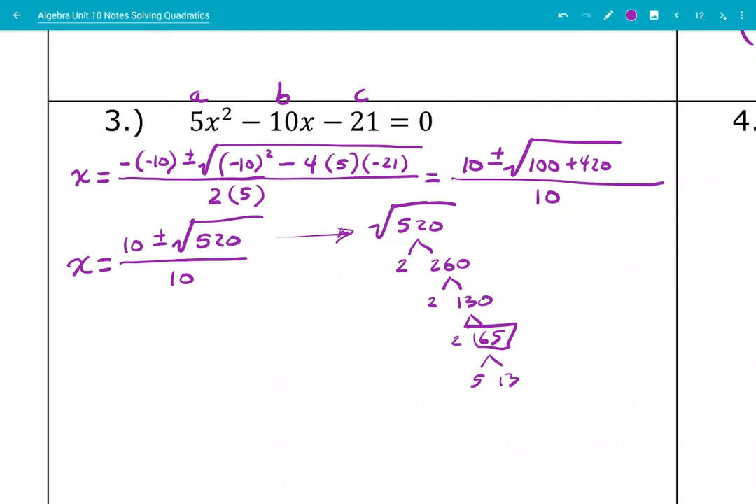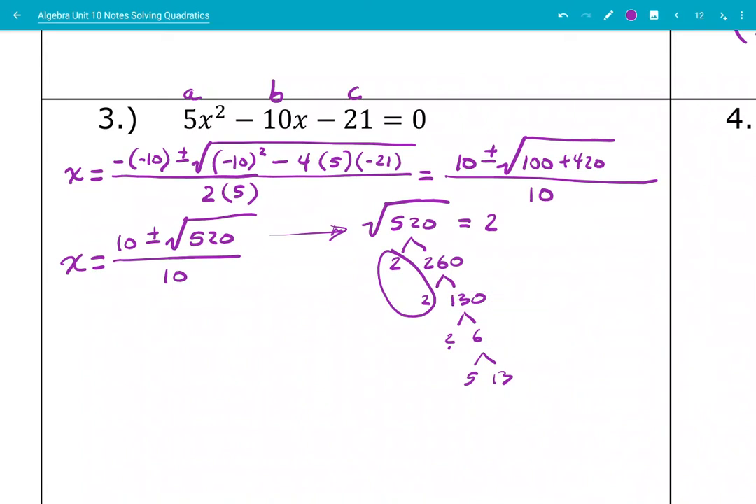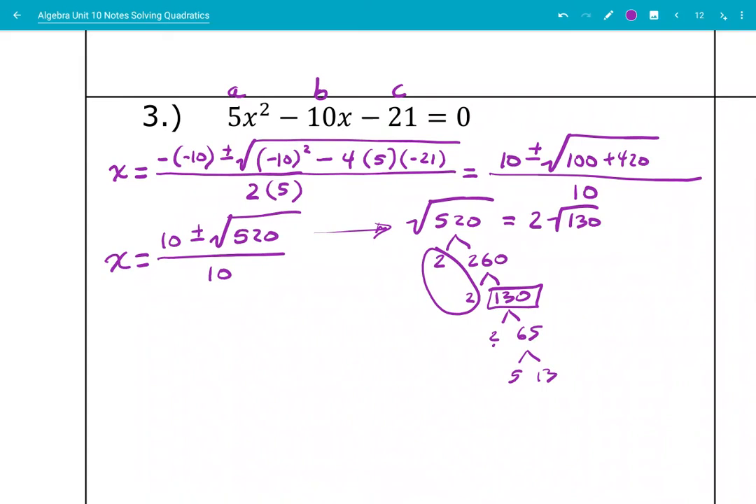And, well, here's a couple of 2's I can pull out. But I still have this one left over, so I have to go back up 1, so I have to use that. Whoops. Yeah, I need to use a 130, so that becomes 2 over 130. So let's put that in. X equals 10 plus or minus 2 square root of 130 all over 10.